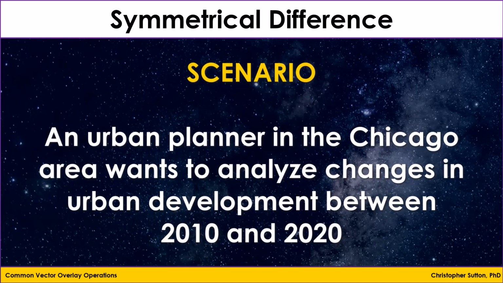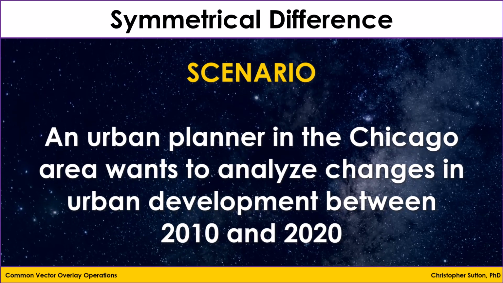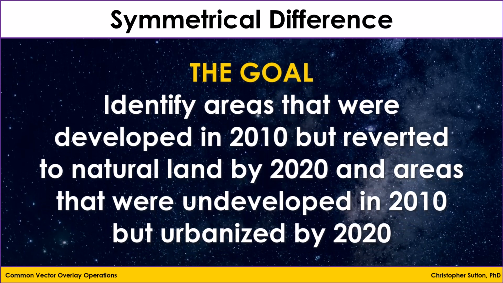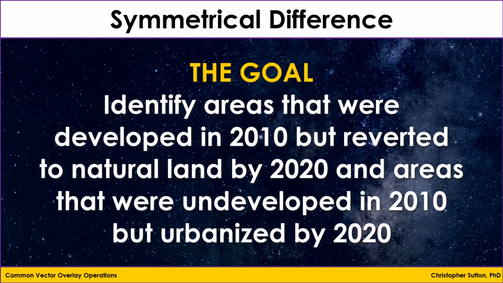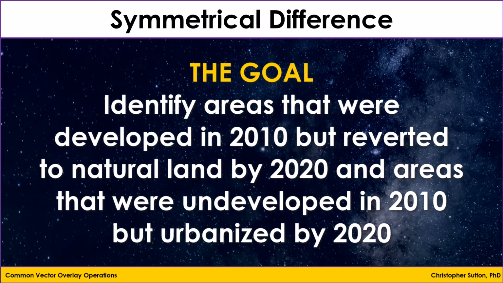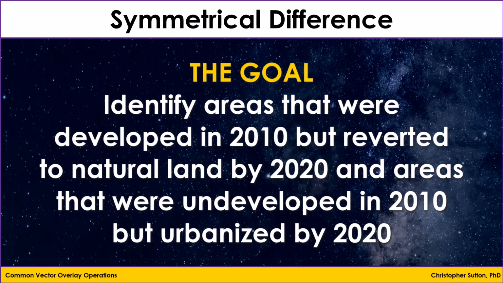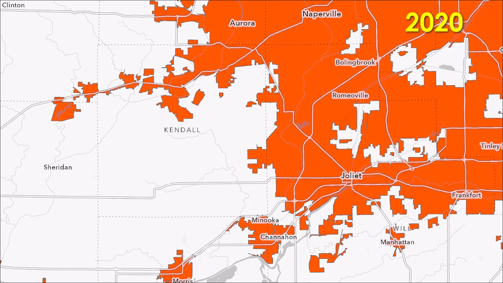Say, for example, you're an urban planner in Chicago who wants to analyze changes in urban development between the years 2010 and 2020. The goal is to identify areas that were undeveloped in 2010 but urbanized by 2020, as well as areas that were developed in 2010 but reverted back to natural land by 2020. Here we can see the extent of urbanized land in 2010 shown in yellow. Here is the urban land in 2020.